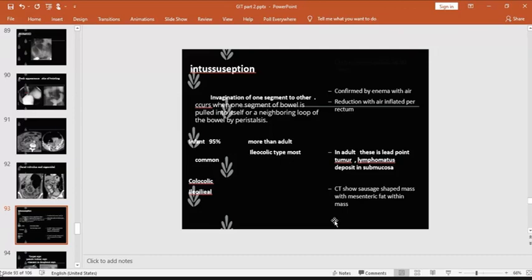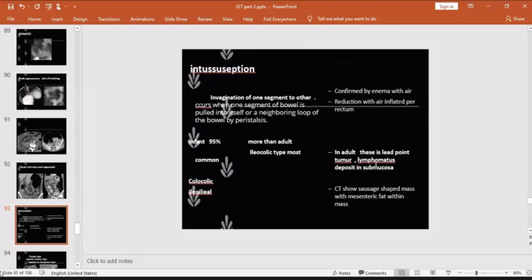Intussusception is the invagination of one segment into another. It usually occurs in infants, more than 95%, and less often in adults. The ileocolic type is the most common; we have colocolic and ileocolic types. With an air enema, reduction can be done during the examination. When you find a child with intussusception, you must look for a leading cause.